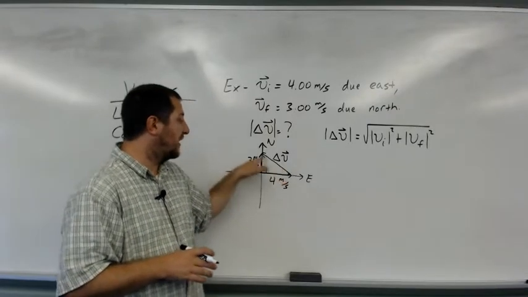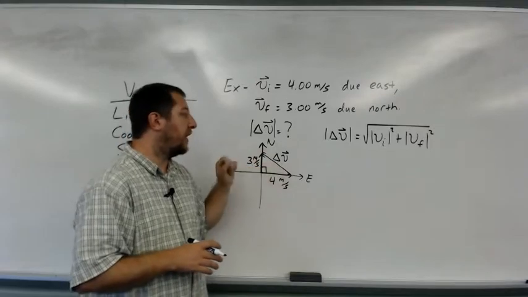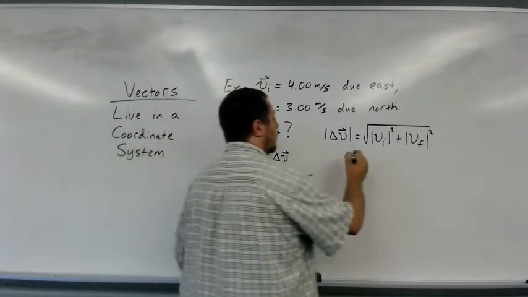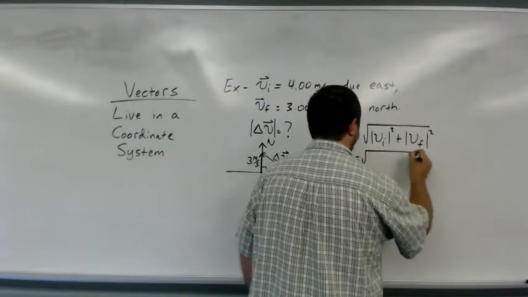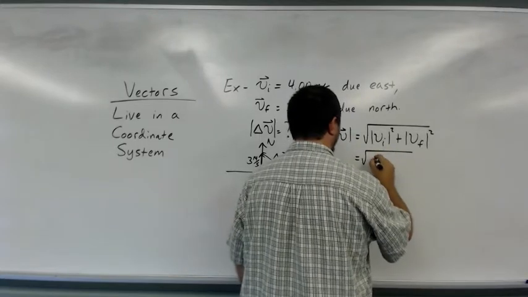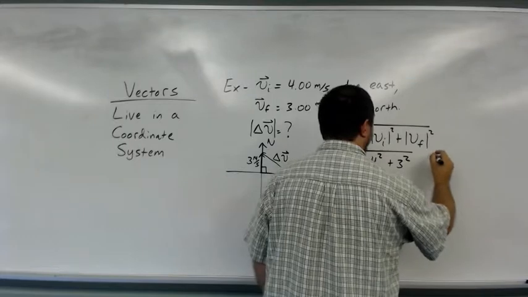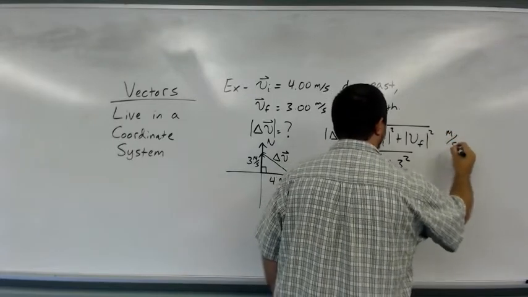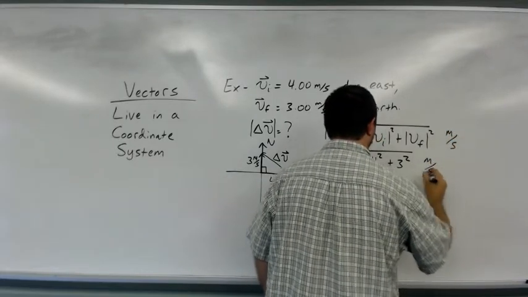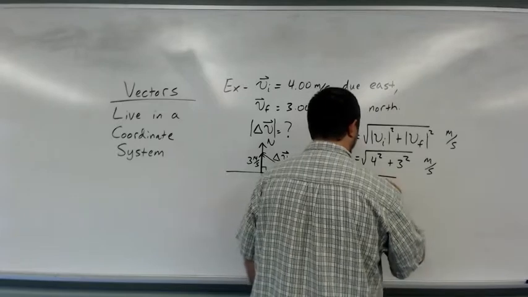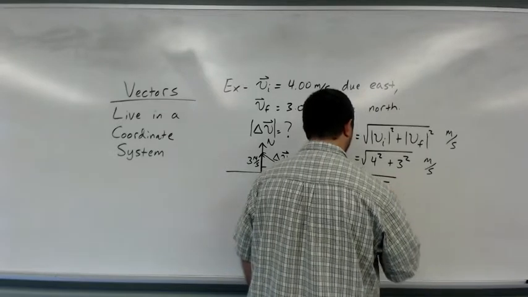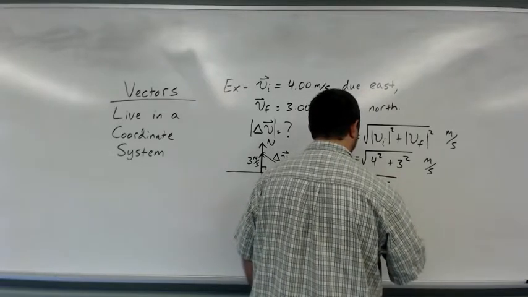So just to get the length of that vector, now all I do is plug in my values, and VI is 4, squared, plus 3 squared, and our units are going to be in meters per second. And this is going to give me the square root of 25, and I'm going to get 5.